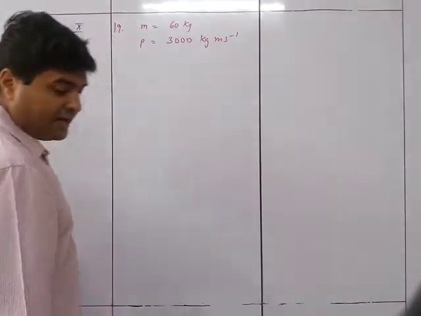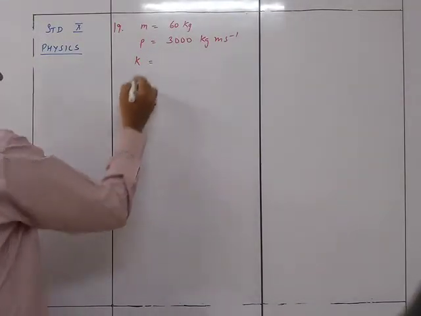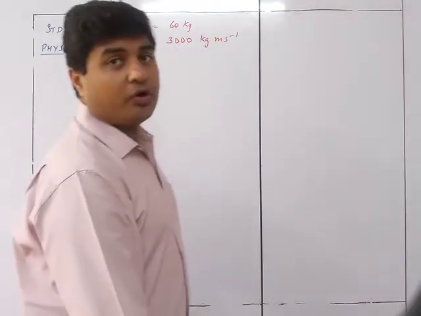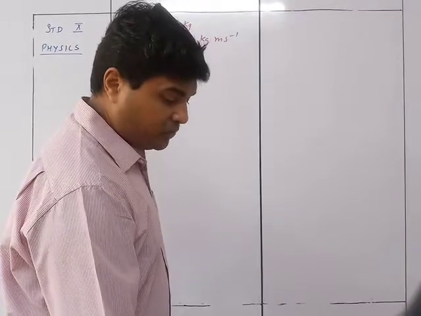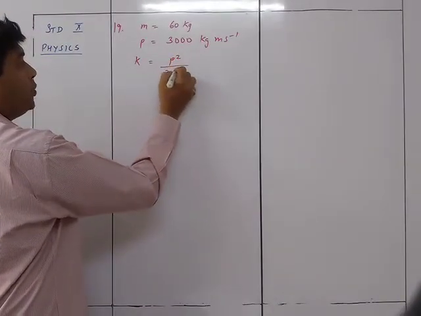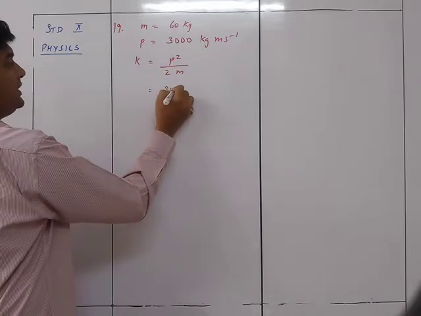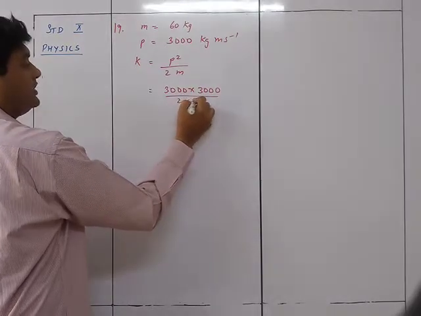You need to find out the kinetic energy and the speed. So we need to find out the K. We know that the formula for kinetic energy is K equals P square upon 2m. So that will give me 3000 into 3000 upon 2 into 60.